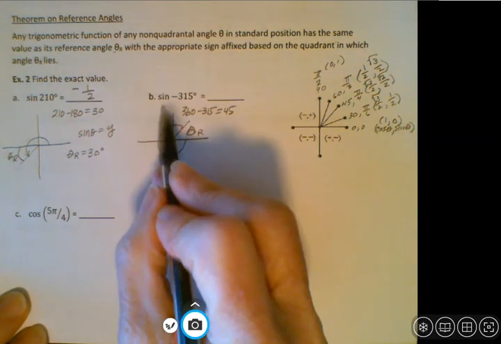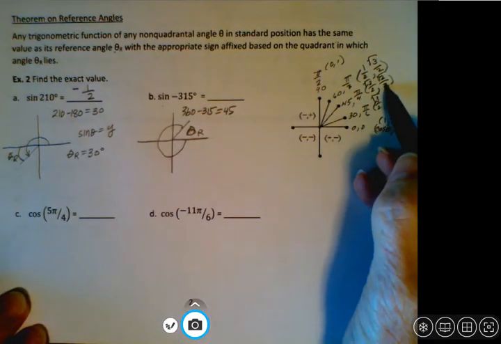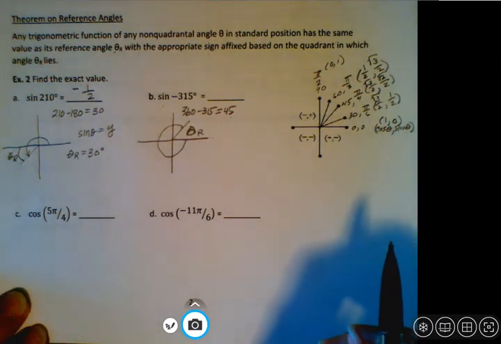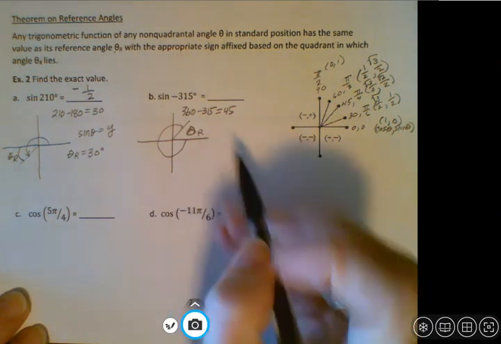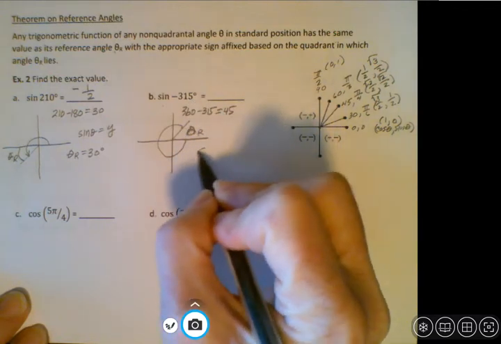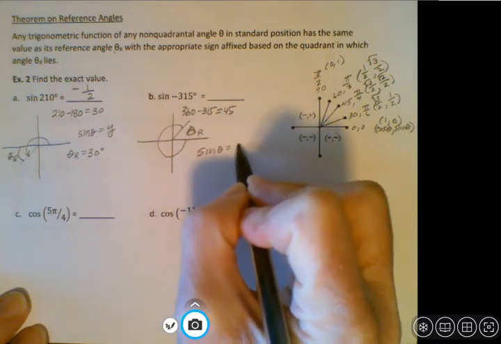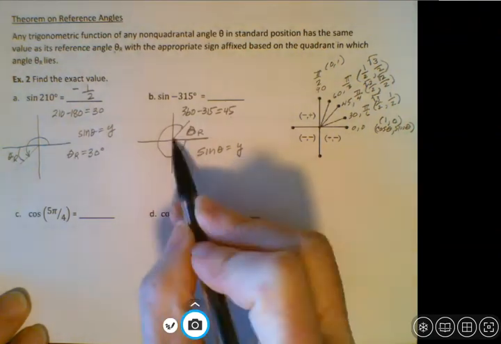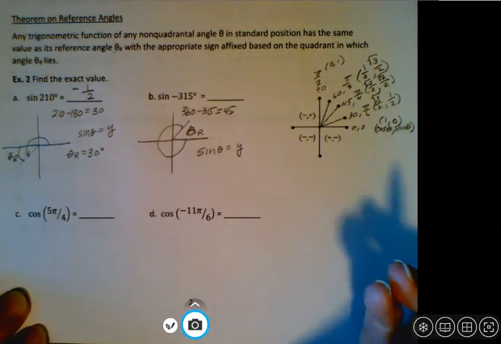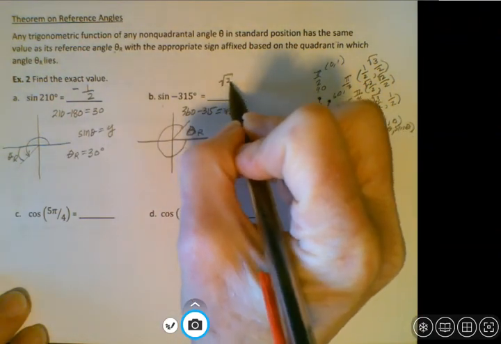All right, what is the sine of 45 degrees? The sine of 45 degrees is the square root of 2 over 2. What's the y coordinate? Because sine is y, right? Sine of theta equals y. What's y in the first quadrant? It's positive. So positive square root of 2 over 2.